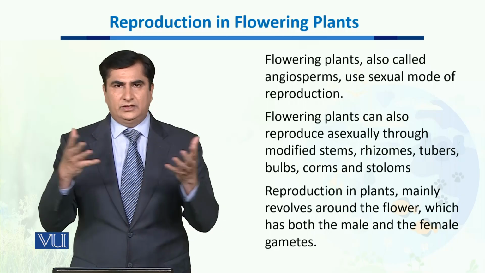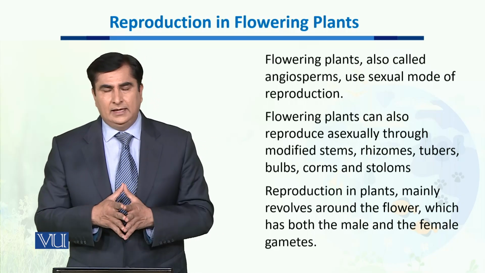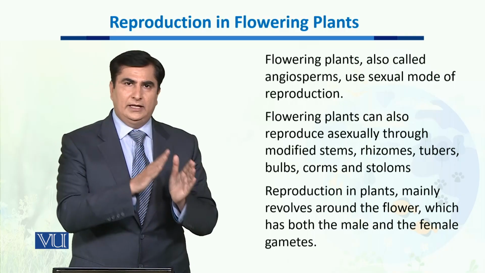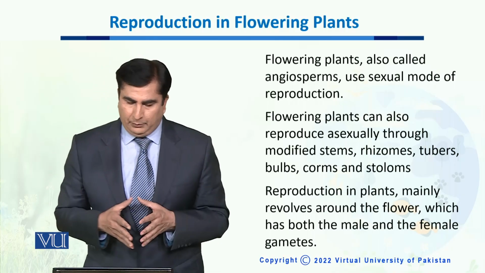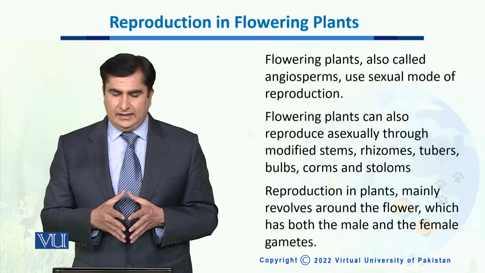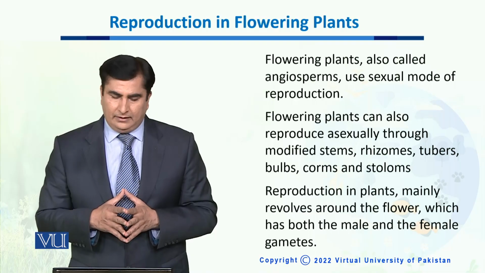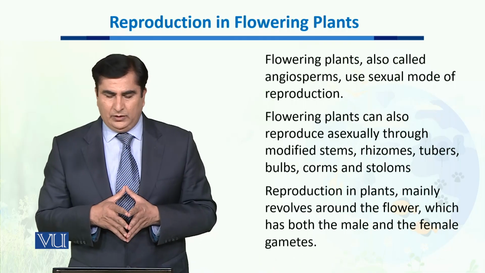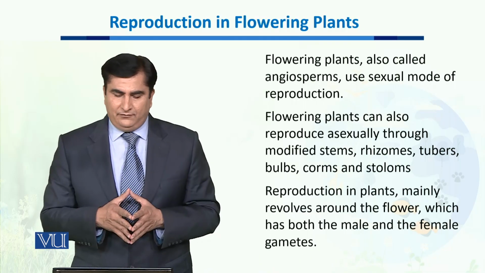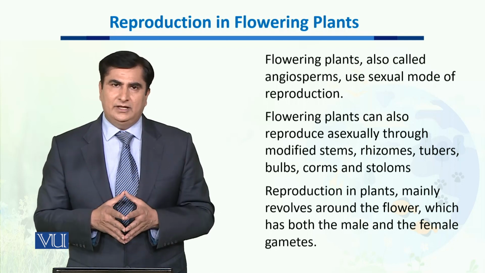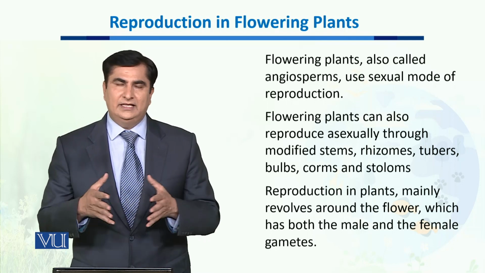Then we have corms and stolons. These are different methods through which these flowering plants can reproduce asexually. Reproduction in these plants mainly revolves around the flower, which has both male and female gametes when we talk about sexual reproduction in these flowering plants.